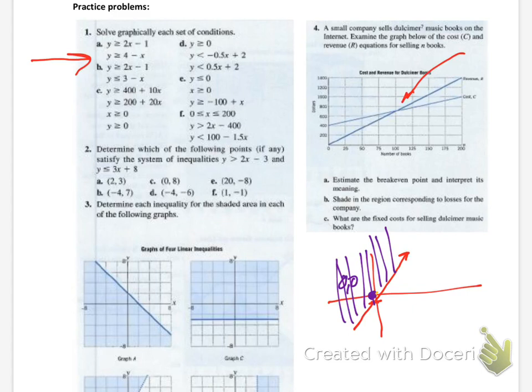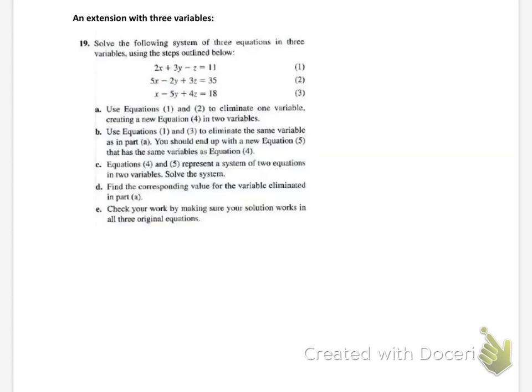Pick a critical point that's not on your line. Check that solution out. If the solution is a true statement, then shade to include that point. If the solution is not a true statement, then shade away from that point. Okay, and you'll always have the correct solution if you do that. So let's go on to the next page.